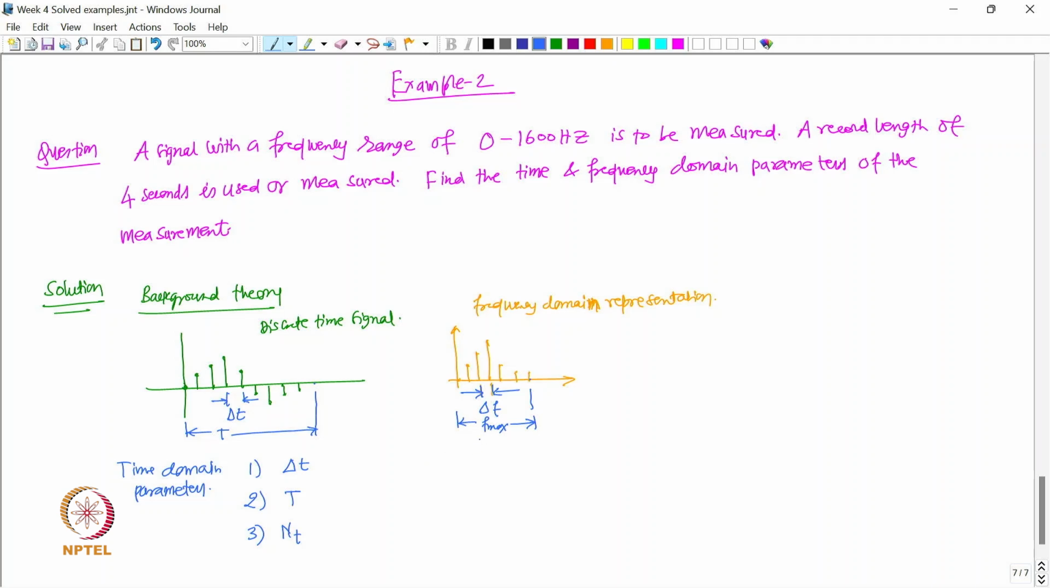Similarly, we have the frequency domain parameters. So, maybe we can call that the fourth parameter, the frequency resolution delta f. Then we have the frequency range, that is 0 to f max. Then we have the sampling frequency fs, and then we have the number of frequency components nf. How many frequency components are there? So, you can see all these 7 parameters are there, okay.